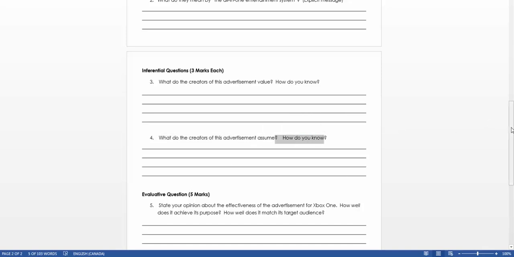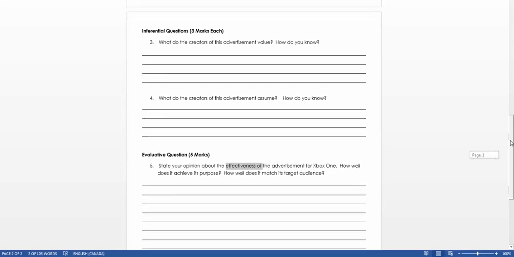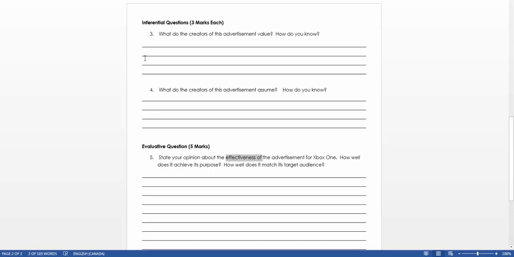The last question here is an evaluative question, and it talks about how well does this ad achieve its purpose, and how well does it match its target audience. We're going to rate its effectiveness. Okay. We did this already in the purpose and audience media unit, so I'm not going to teach about that in this particular lesson. Instead, I'm going to teach about these right here.